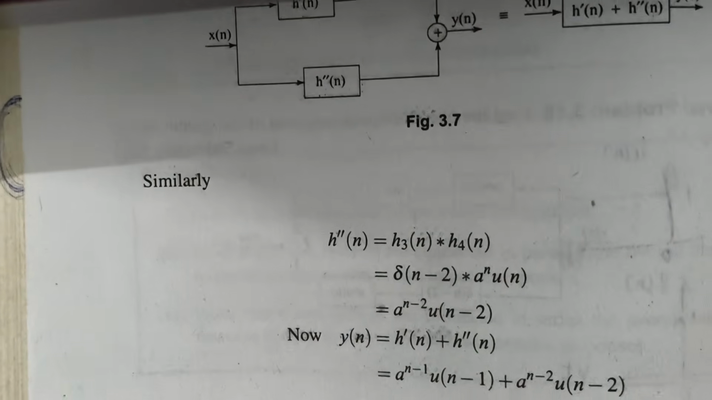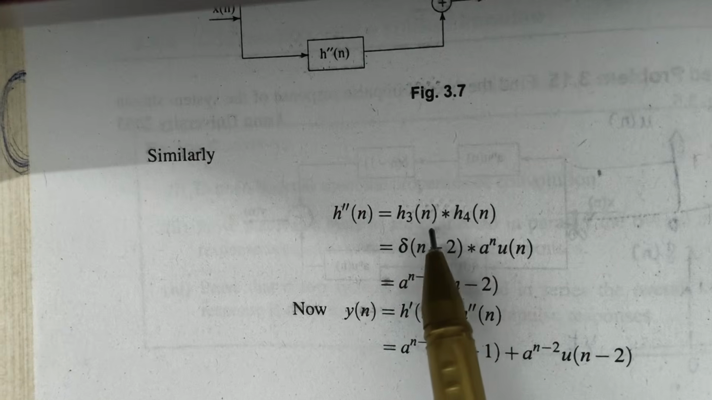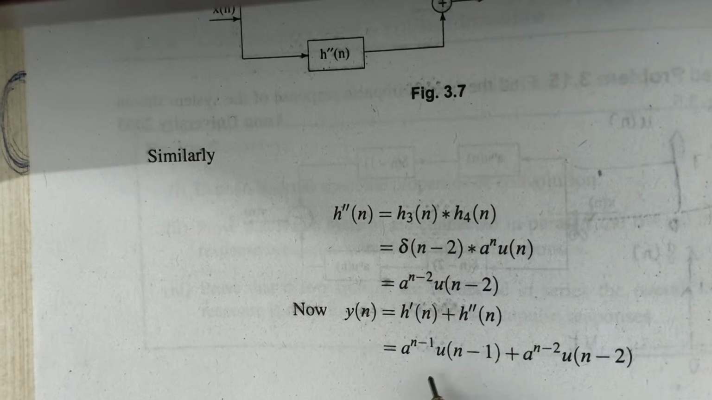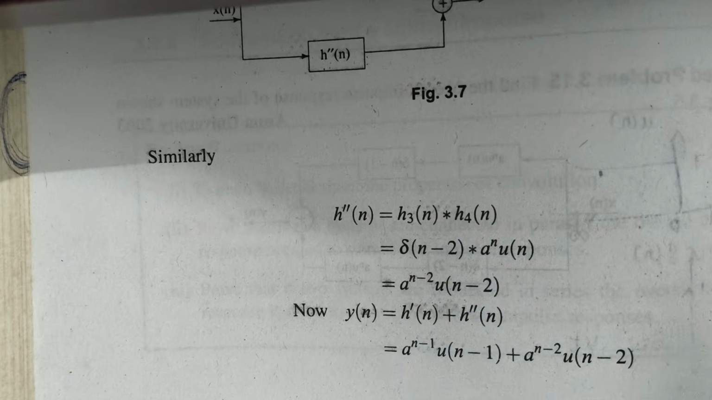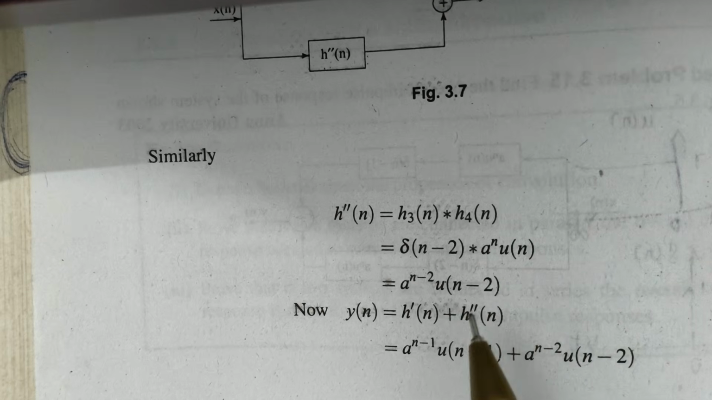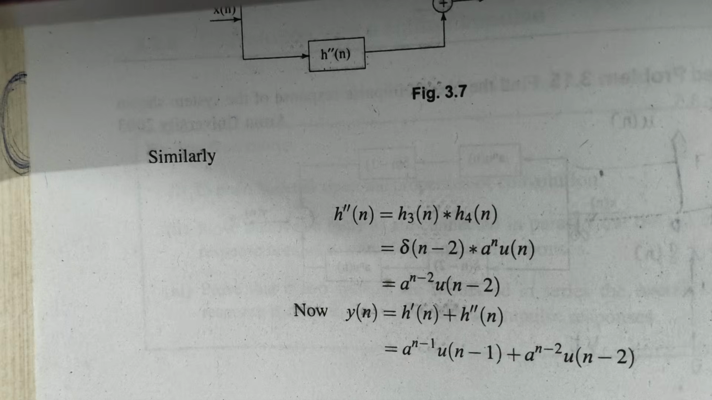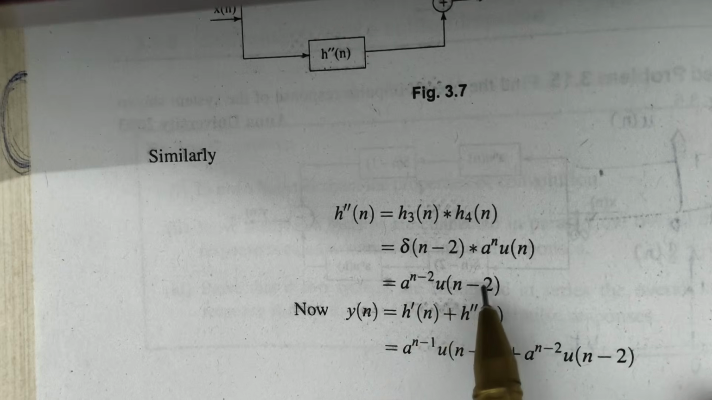Okay. So if I define h double dash of n, it will be equal to h3 of n in convolution with h4 of n. In this case, I have del of n minus 2. So only at time n is equal to 2 will the overlap occur. So here I am replacing all n with n minus 2. The reason is that only at that point will the convolution occur, where both the signals overlap with each other, and at other points the overlap doesn't happen. That is the reason I get a to the power of n minus 2, u of n minus 2.